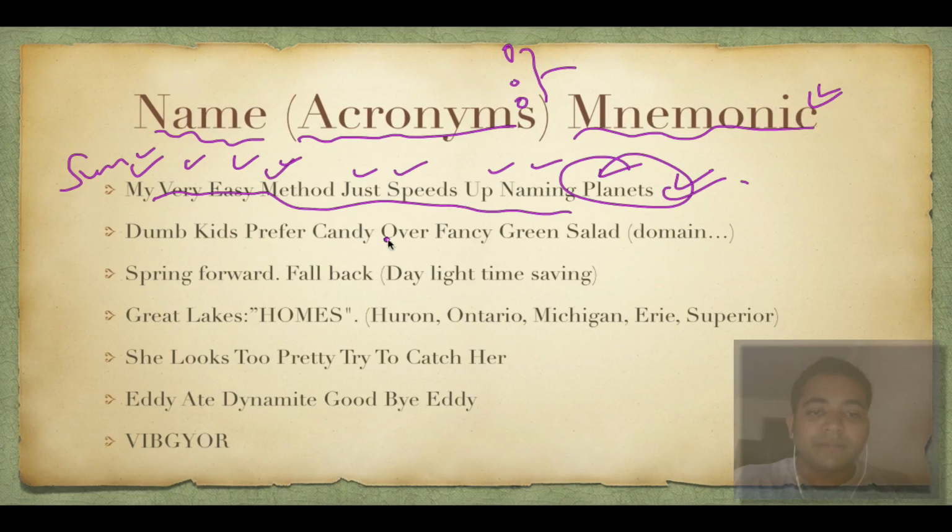Similarly, dumb kids prefer candy over fancy green salad. That is extremely useful in your life sciences, that is biology: domain, kingdom, phylum, class, order, family, genus and species. This has to be remembered in an order. Dumb kids prefer candy over fancy green salad. Kids put cat on fiery gas stove. Whatever you want to remember it by. It's absolutely simple. Is that understood?